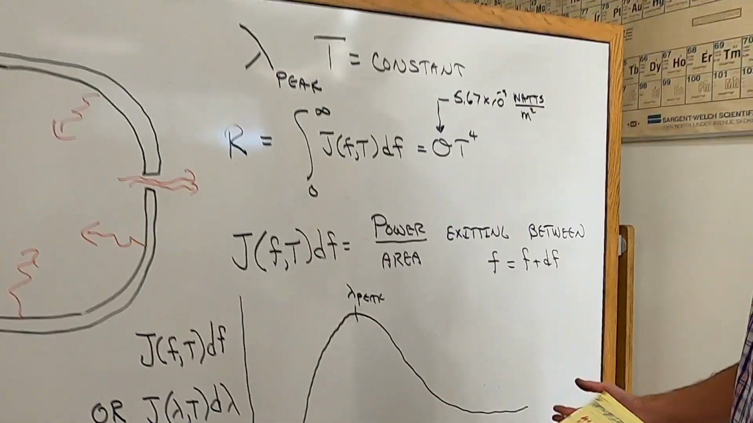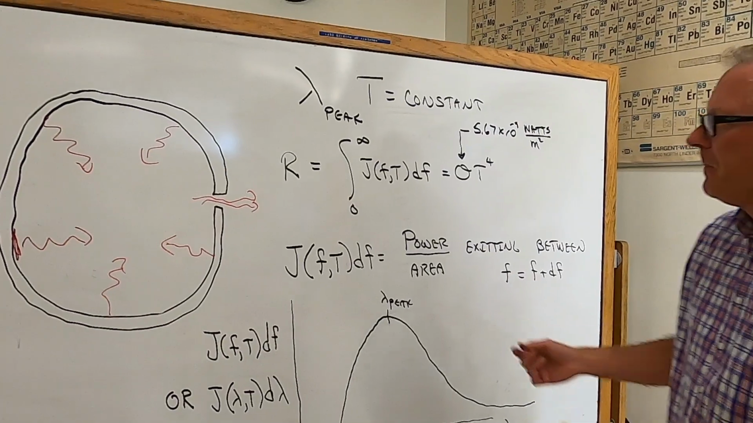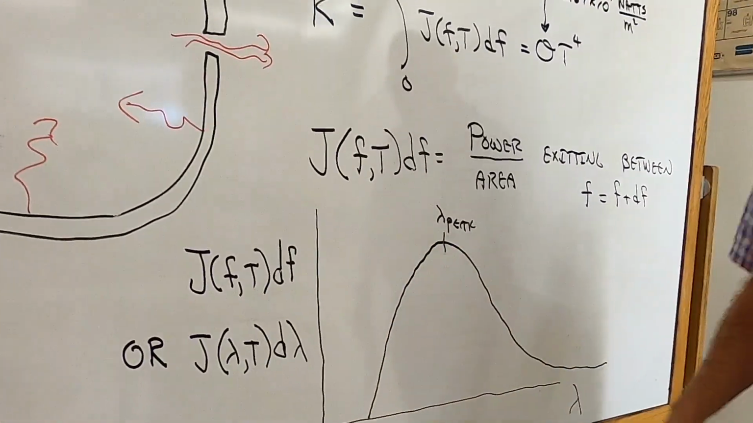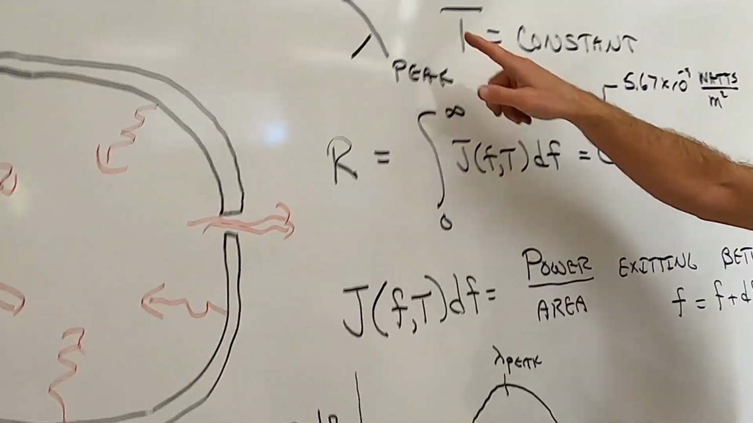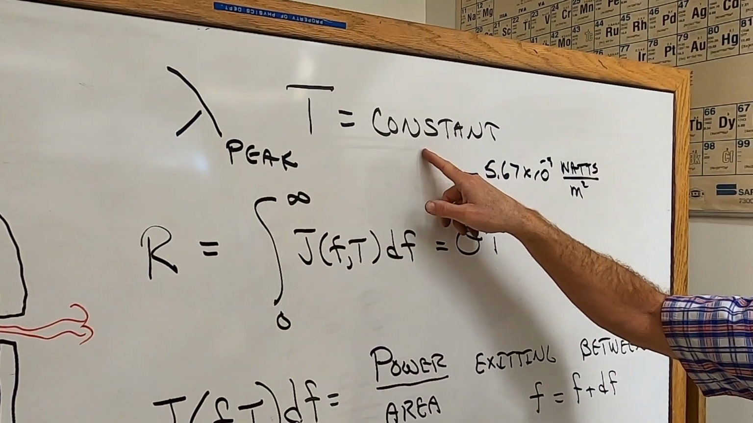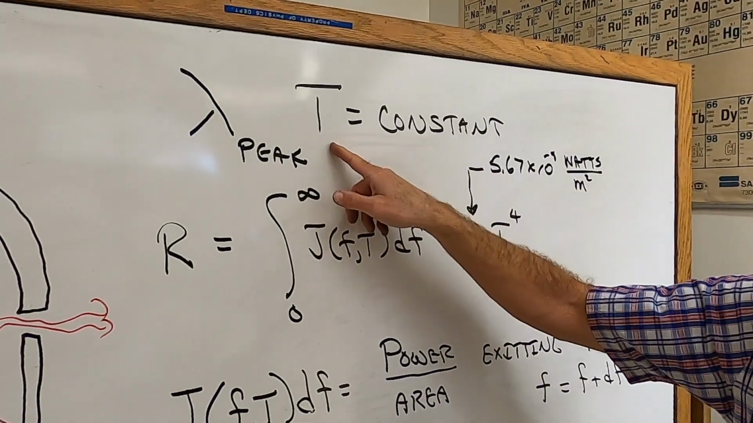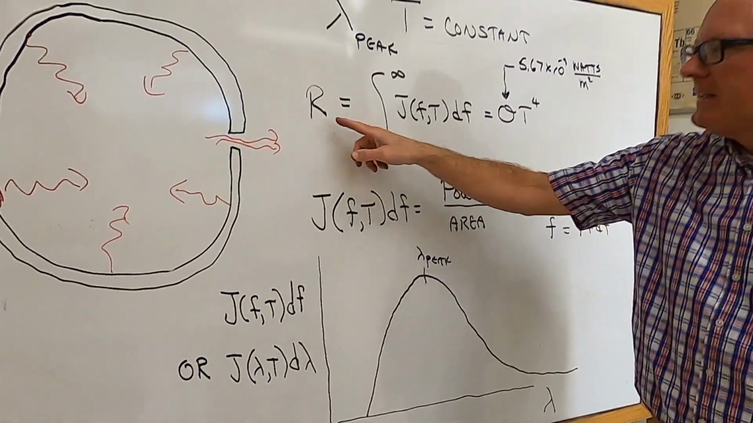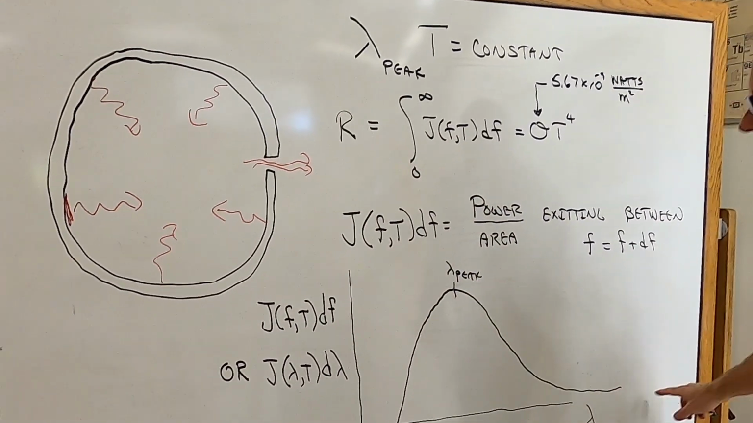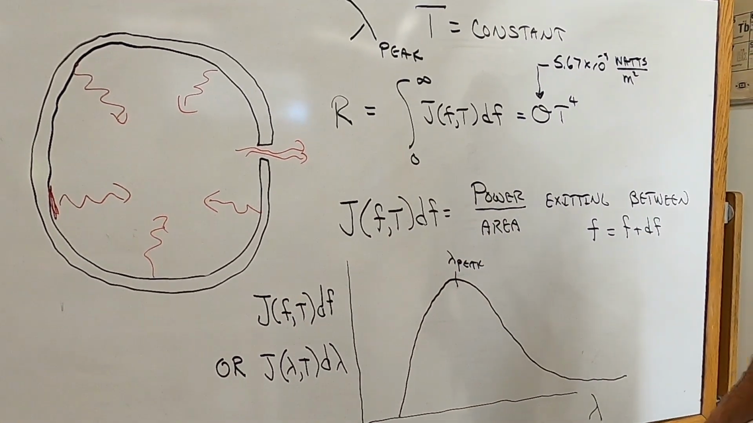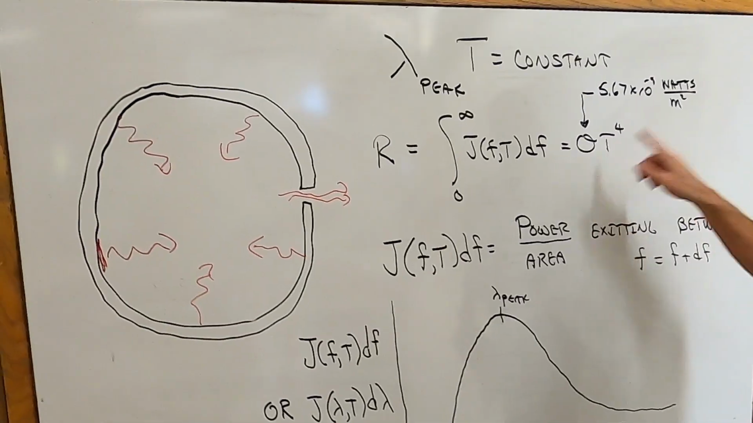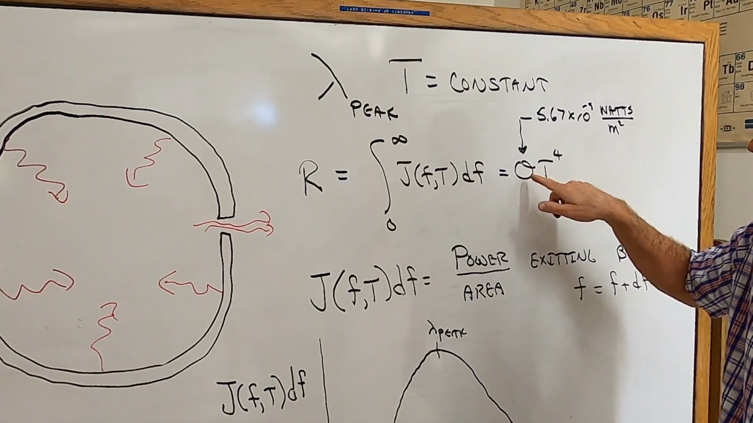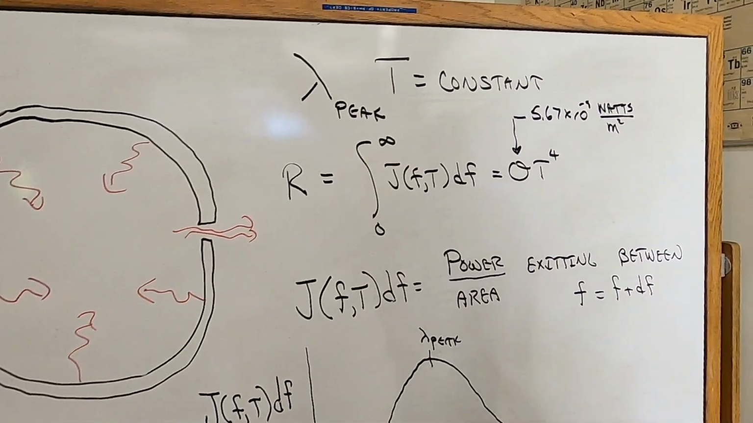Okay, and we had two rules here that fit. As you get hotter and hotter, this peak shifts this way, and the peak wavelength times the temperature was a constant. So at twice the temperature, the peak wavelength would be cut in half. And the second one was, if we integrate this, add this all up right here, it came out to be sigma T to the fourth, where sigma was the Stefan-Boltzmann constant, and this is Stefan's law.